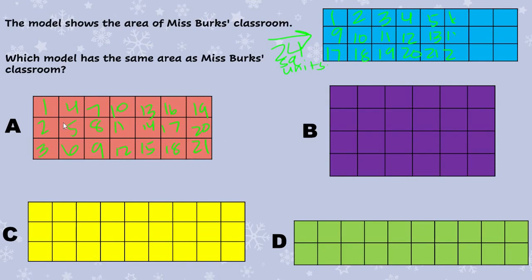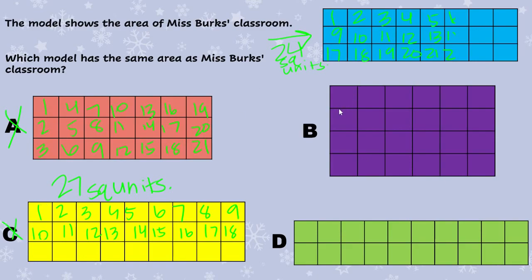No, A could not be it, because I'm looking for 24. So let's go ahead and go down to C and let's count it. 1, 2, 3, 4, 5, 6, 7, 8, 9, 10, 11, 12, 13, 14, 15, 16, 17, 18, 19, 20, 21, 22, 23, 24, 25, 26, 27. So C is 27 square units. So I know that that would not allow me to choose it.